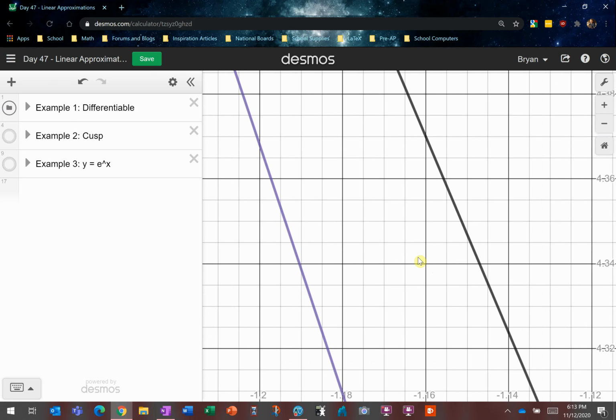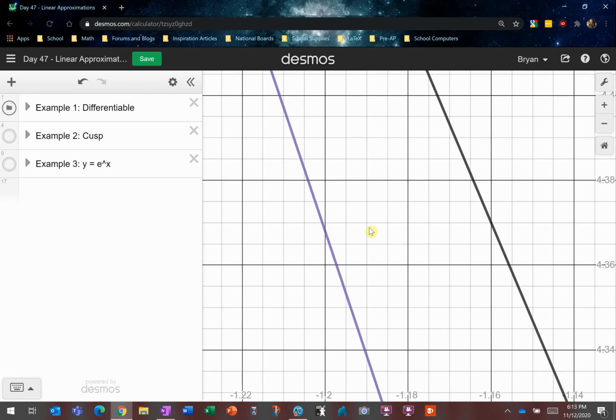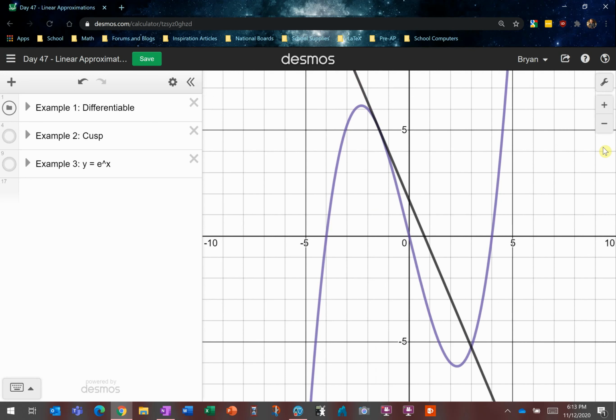In fact, if I gave you this, you'd probably be hard-pressed to decide which one was the curve and which one was the tangent line. This is the idea of local linearity. As we get close, a graph looks linear. Also, as we get close to a real tangent line, the graphs look parallel.